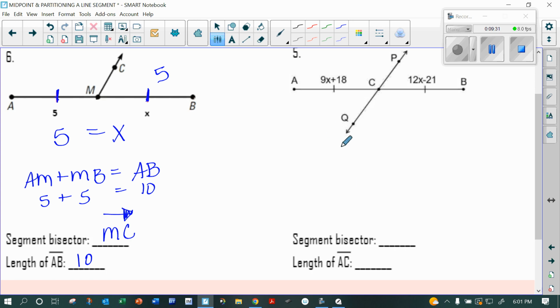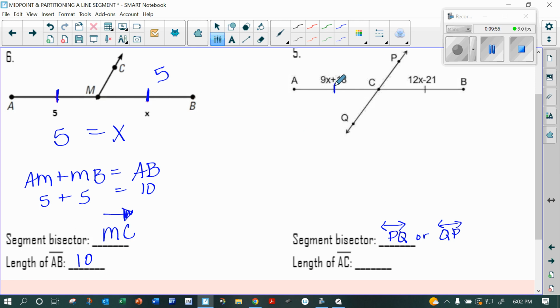In this picture here, the segment bisector is this line. And I know it's a line because it has arrows on the end. So PQ is my bisector. So line PQ, or you might want to call it QP, whichever way, it doesn't matter. Whichever way you like to write it. Lines have no relevance.